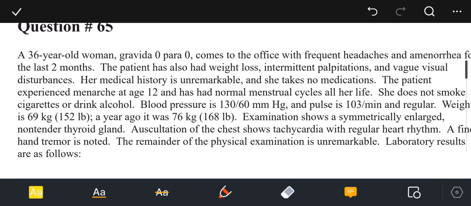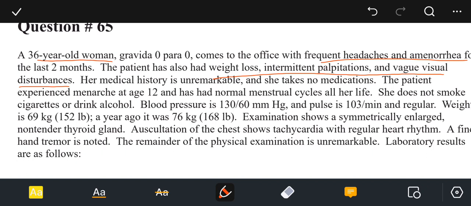The next question is question number 65, and they are asking about a 36 year old woman, gravida 0 para 0, who comes to the office for frequent headaches and amenorrhea for the past 2 months. The patient has also had weight loss, intermittent palpitations, and vague visual disturbances.